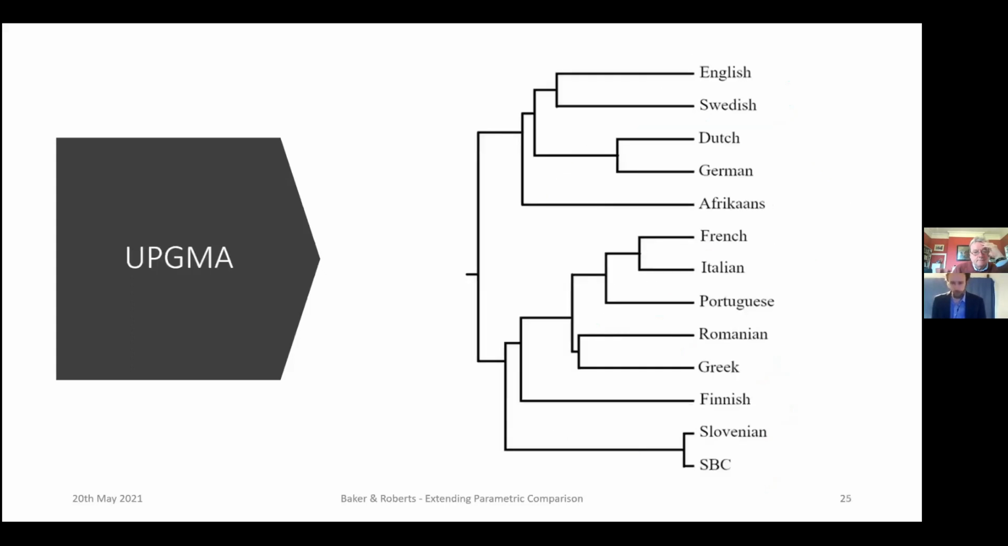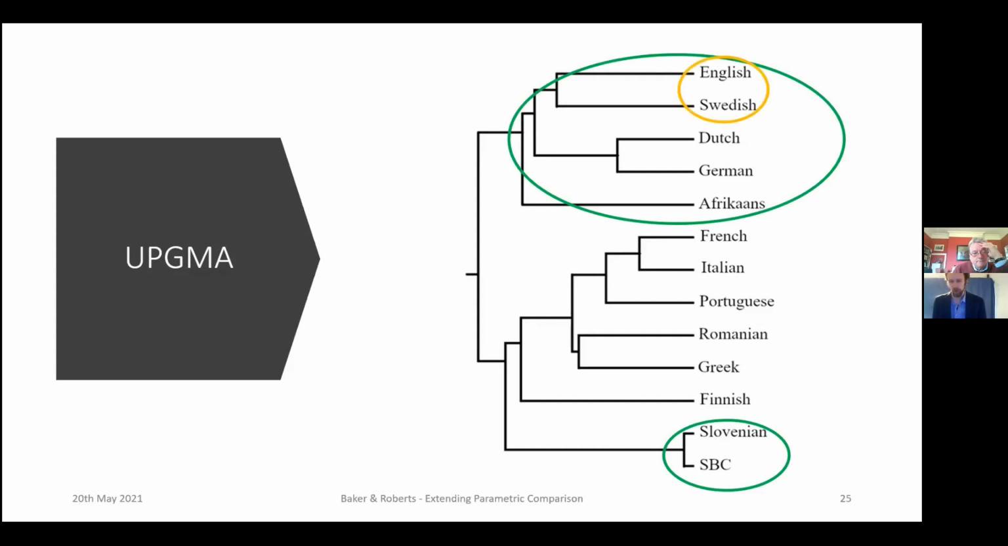We have similar results with the UPGMA method, although arguably slightly better, I think. Again, there's a close grouping between Slovenian and Serbo-Croatian, and a Germanic grouping here, which this time includes Afrikaans. English and Swedish are again clustering together, with Afrikaans on its own branch. So Afrikaans is not grouped with Dutch and German in spite of its ancestry.